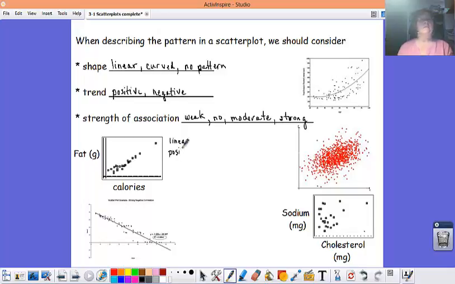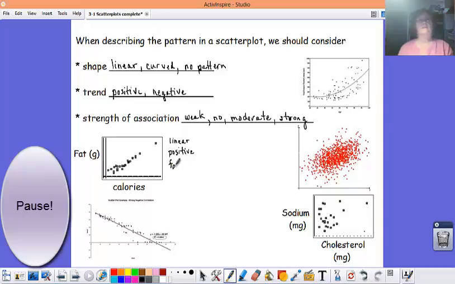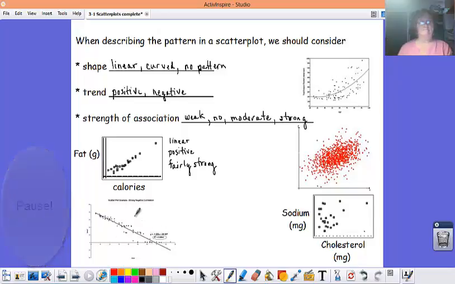Okay? The strength of this association, here's where we may disagree. To me, this looks fairly strong. Okay? Some folks would call this moderate because it's spread out here at the bottom. This is your opinion, right? But as it always is in statistics, we ask you to support your opinion with fact. So I'm going to call this one fairly strong. And we've done our first description. I would ask you to pause the video, please, and write a description of this one in the lower left.